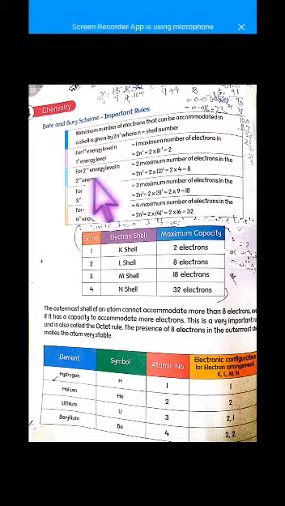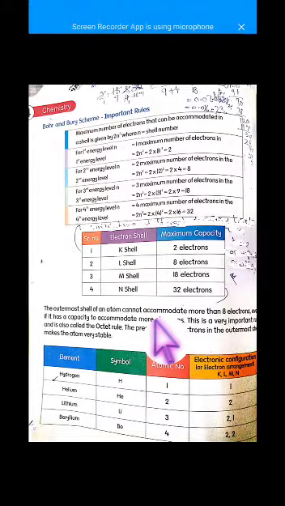Then comes the second energy level. You put the value of 2 in n, and the square of 2 is 4. 2 into 4 is equal to 8 electrons. It shows that the L shell can hold 8 electrons. Similarly, the third energy level and fourth energy level give the number of electrons accordingly.